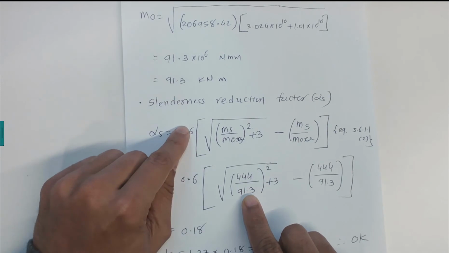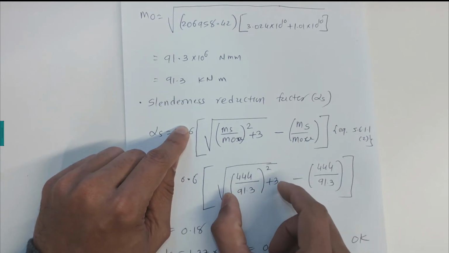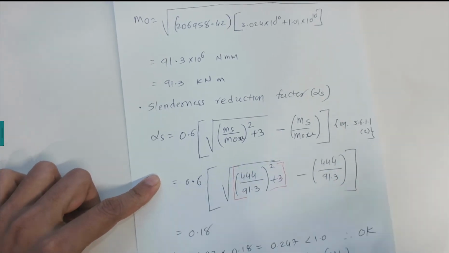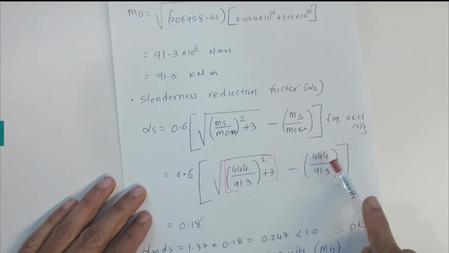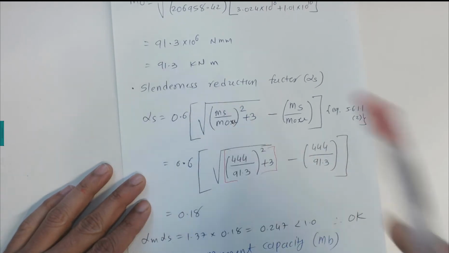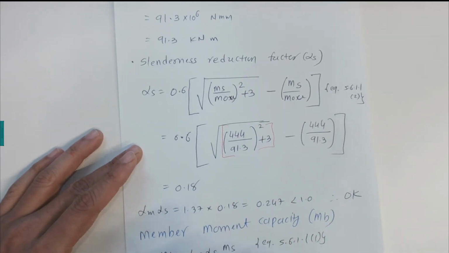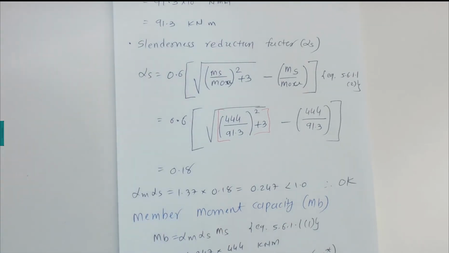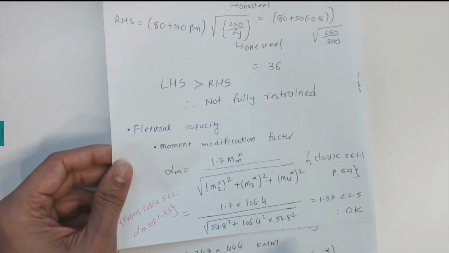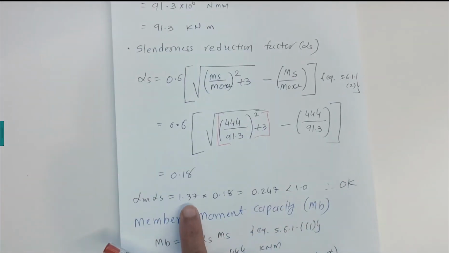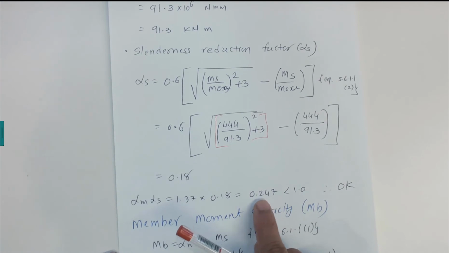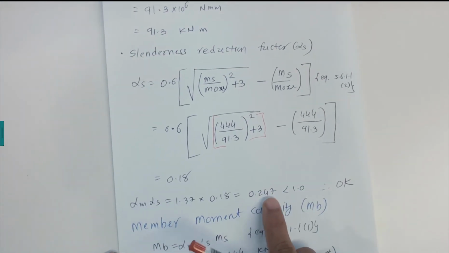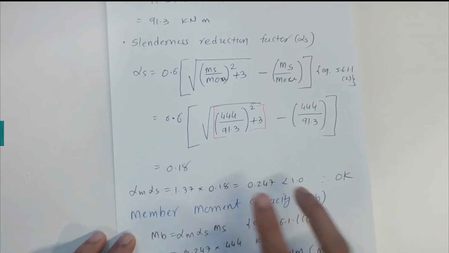We found the Moa value 91.3, plus 3. Please note this 3 is within the square root, okay? So let me put this in the bracket, minus section capacity over Moa, 91.3. That gives us 0.18. Now alpha m times alpha s. Alpha m we just found in the previous steps. Alpha m is 1.37, so that is 1.37 times 0.18, and that factor gives us less than 1, which should be okay. It should not be greater than 1, otherwise we need to take it as 1.